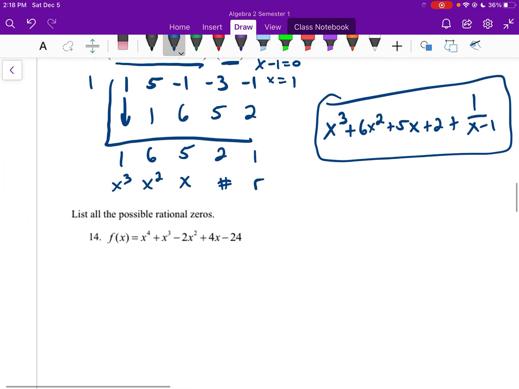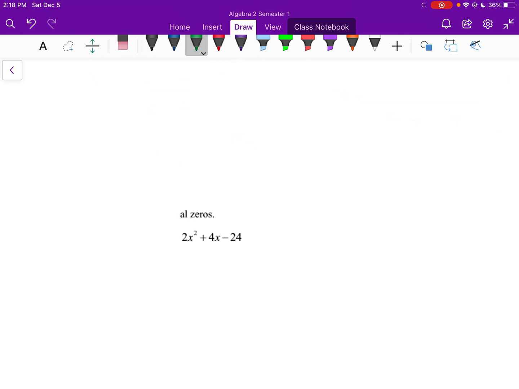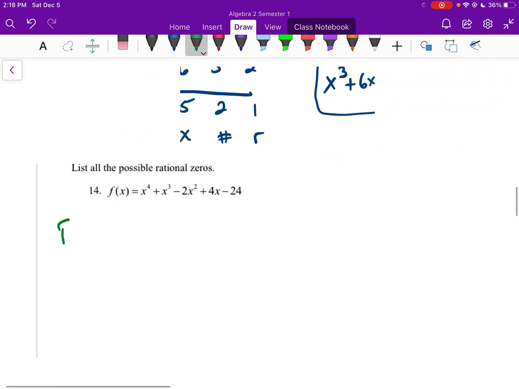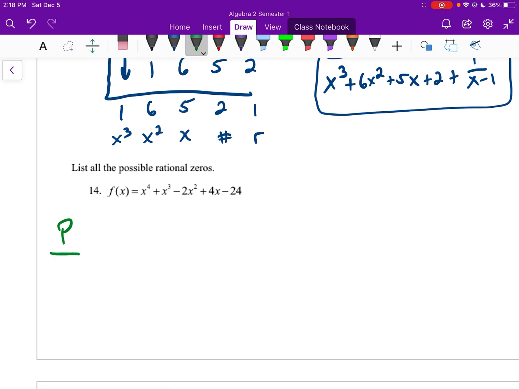All right, that was synthetic division. Now, listing all possible rational zeros, remember p over q, with p being the factors of the constant and q being the factors of the leading coefficient. So my factors of 24 are 1, 2, 3, 4, 6, 8, 12, and 24. Factors of 1 are just 1.